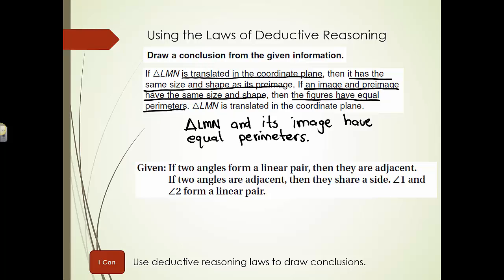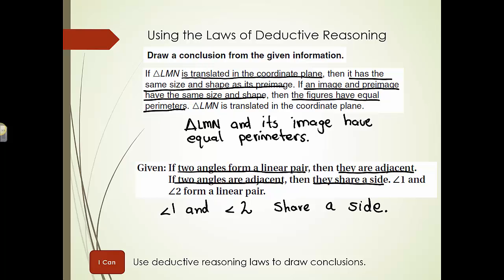So this one says, if two angles form a linear pair, that's P, then they are adjacent, that's Q. If two angles are adjacent, that's Q, then they share a side, that's R. Okay, so then we've got angle 1 and angle 2 form a linear pair. So that means angle 1 and angle 2 share a side. And that again was another use of the law of syllogism.